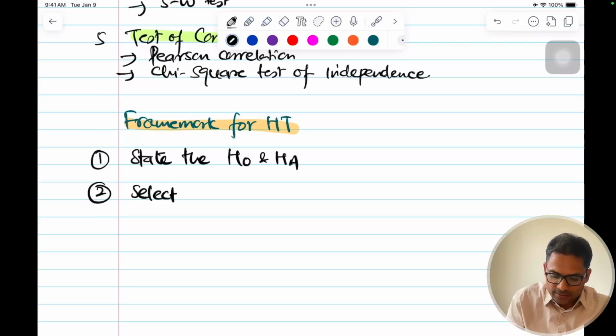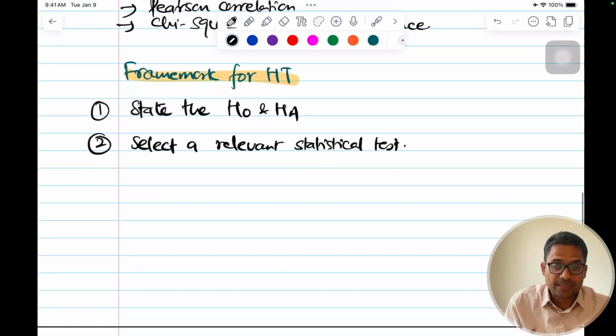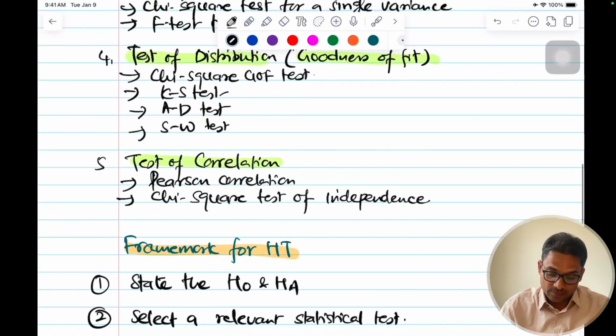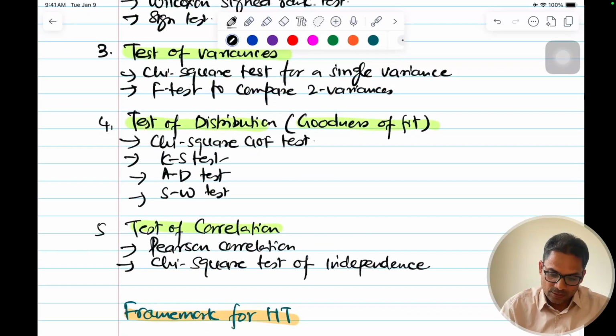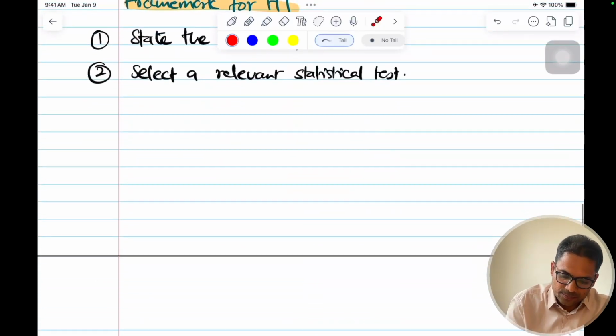So the second step is to select a relevant statistical test that is relevant for your use case. There are a lot of statistical tests. Out of them, which makes sense in your case? Chi-square test, F-test, etc.